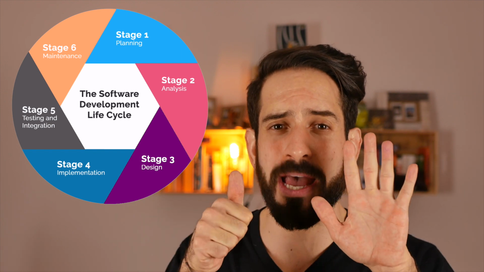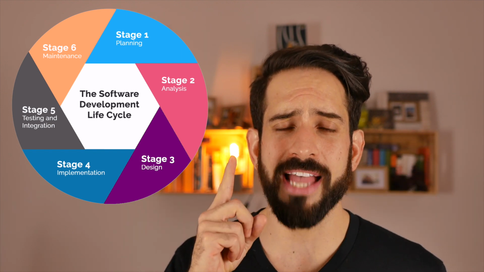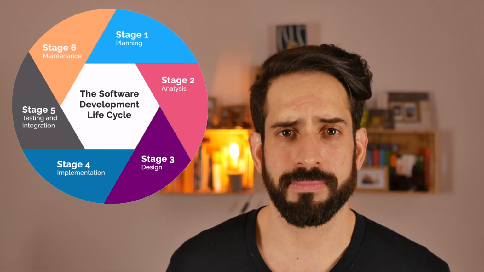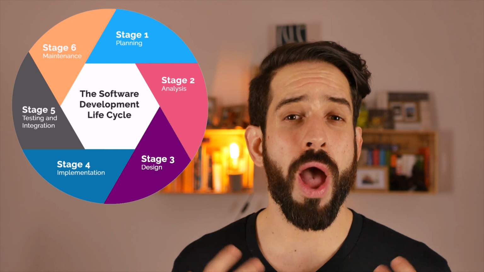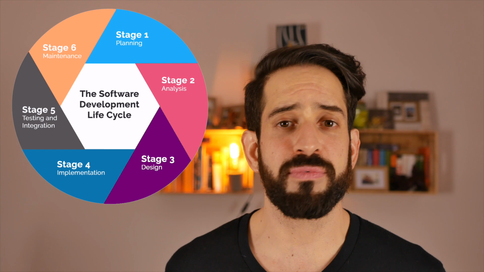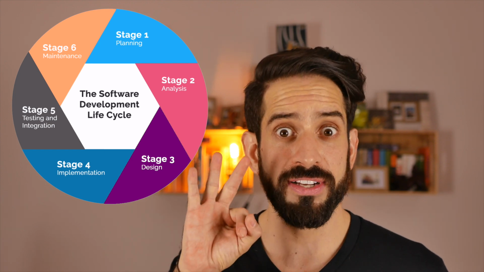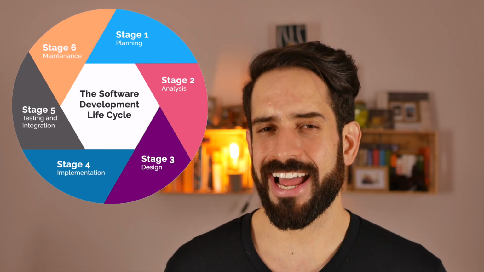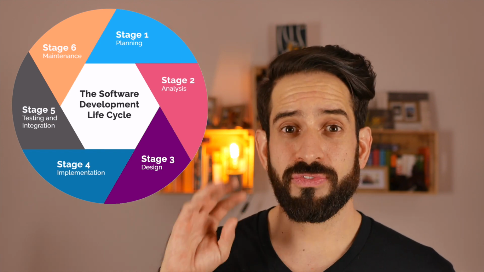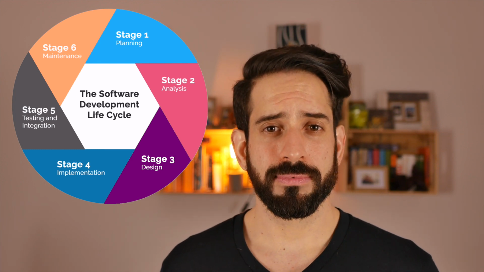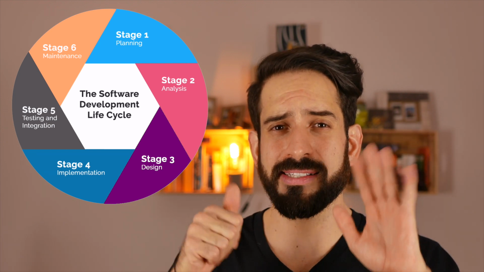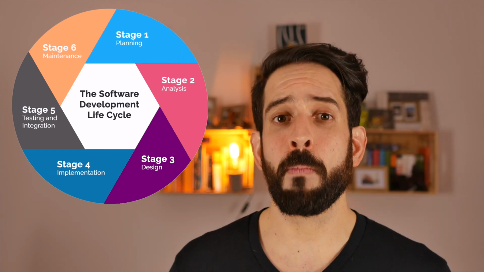So we have 6 steps. The first step will be to plan ahead what we want to build, right? And where and so on. The second step will be to analyze our possibilities, our technologies, and everything that is related to that. The third step is to actually design that. How are we going to do it, right? Design it. Then the fourth step is to implement it. The fifth step is to test it. And finally, the sixth and final step is to maintain it.